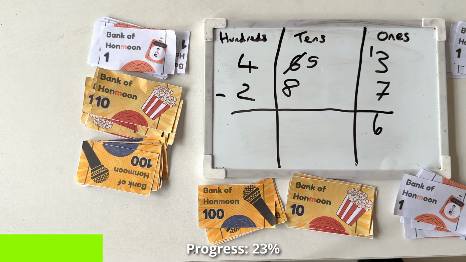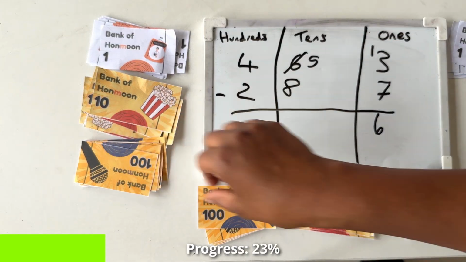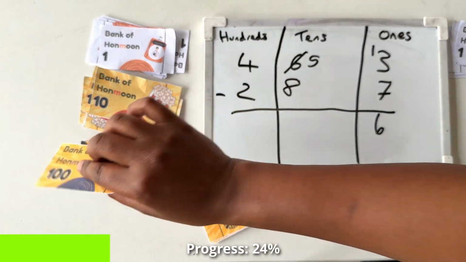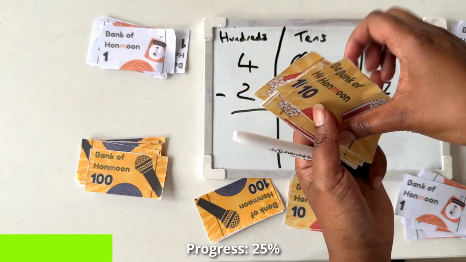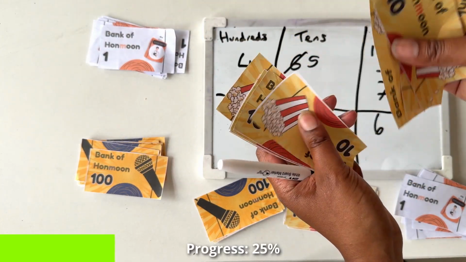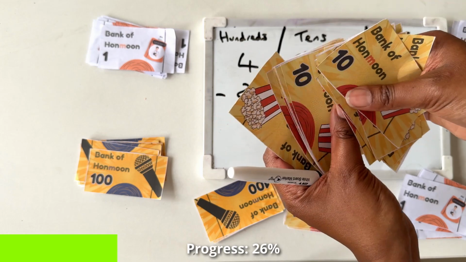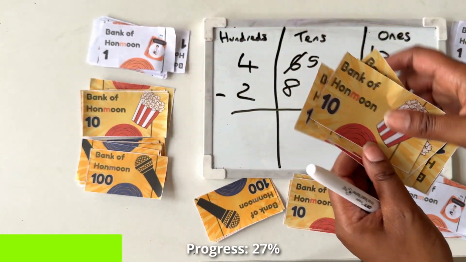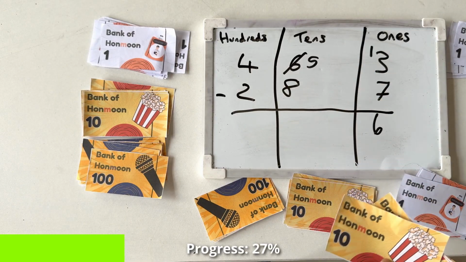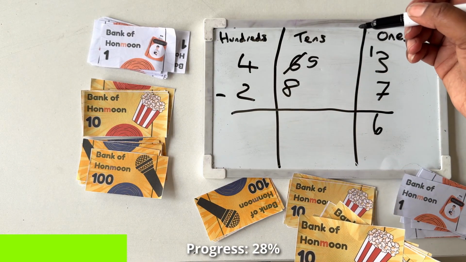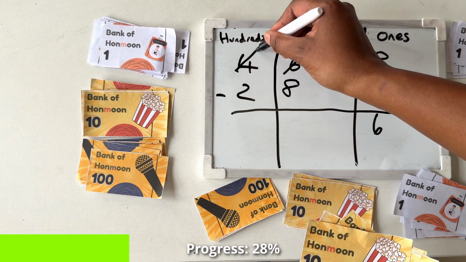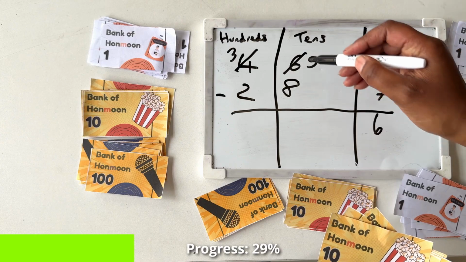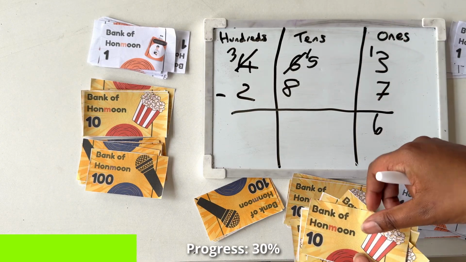Right, 5 minus 8, I don't have enough again. So I'm going to take 100 and I'm going to swap it for 10 tens. 1, 2, 3, 4, 5, 6, 7, 8, 9, 10. Otherwise, 10, 20, 30, 40, 50, 60, 70, 80, 90, 100. And this means that I no longer have 4 100s, I have 3, and I now have 15 tens.